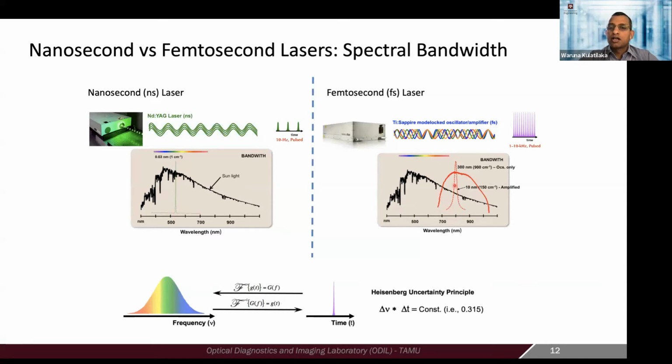So you get a bandwidth of several hundred, or tens, or sometimes even hundreds of nanometers. These lasers are inherently broad in spectrum, although they are very short in time. You can look in the frequency domain and the time domain. The frequency domain is broader, and the time domain is very narrow with very high peak intensity. This is governed by the fundamental principle of Heisenberg uncertainty: the shorter the pulse gets, the broader the bandwidth.